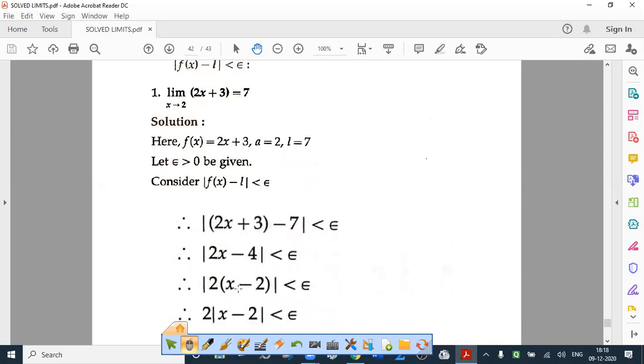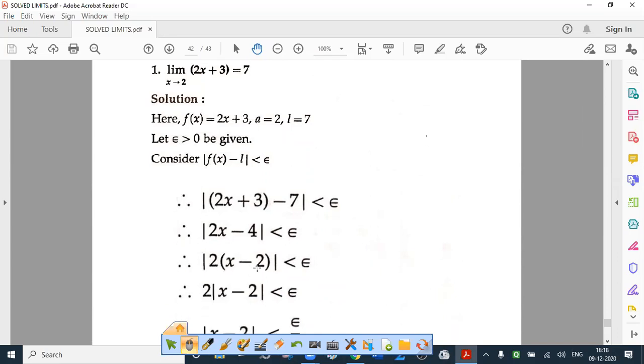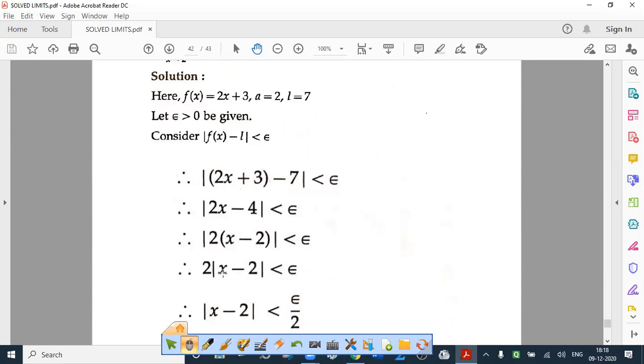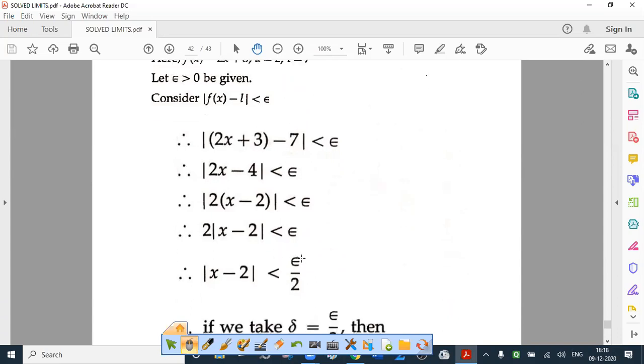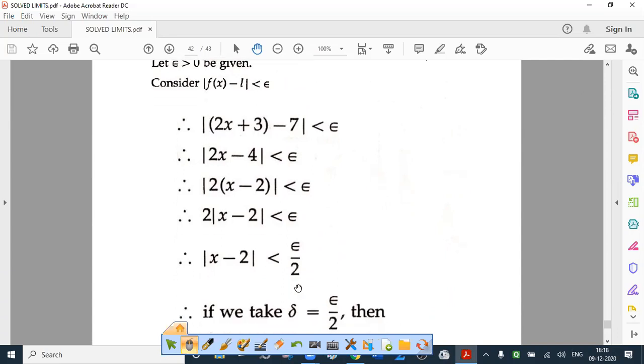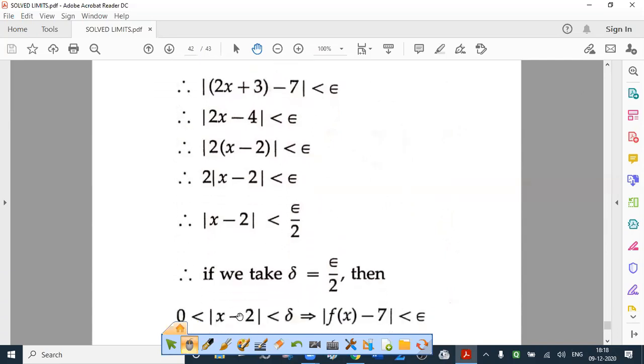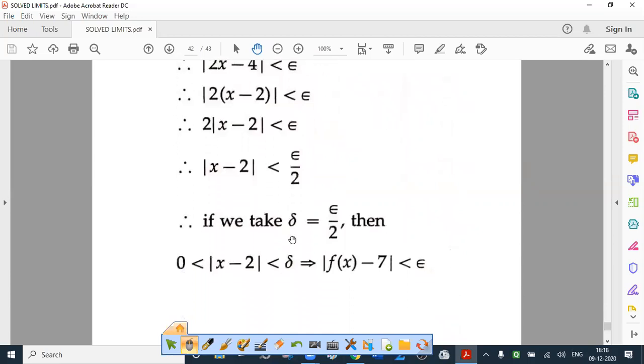Can I take 2 common? Yes, I can. Now 2 is positive, so I can write it outside the modulus. Divide by 2. So mod of x minus 2 is less than epsilon by 2. Now I can replace epsilon by 2 by delta because epsilon is positive, so epsilon upon 2 is also positive. It can be replaced by delta, right? So I can say 0 less than mod of x minus 2 less than delta, and therefore it implies that mod of f(x) minus 7 is less than epsilon.